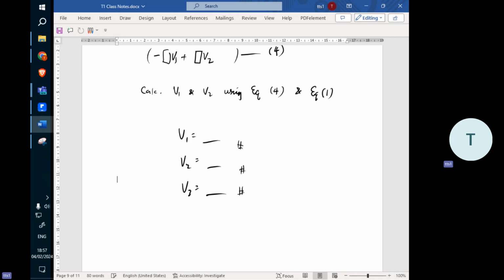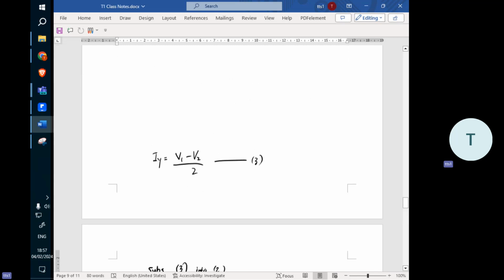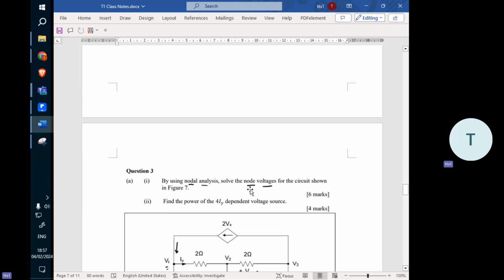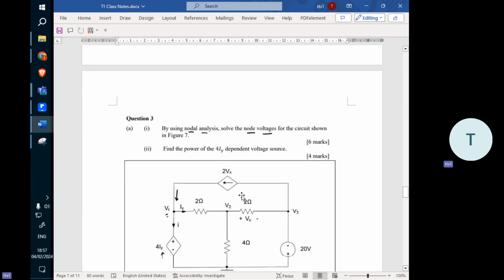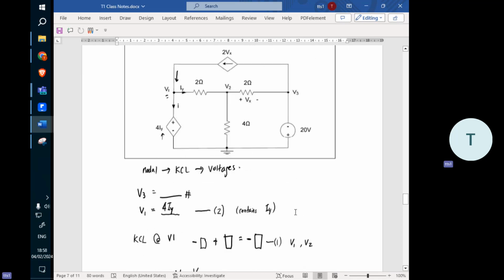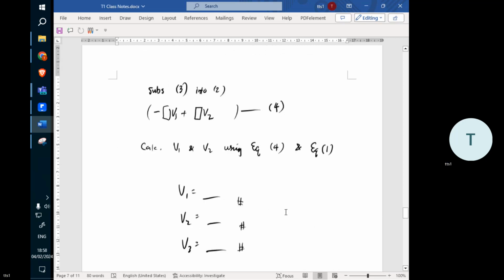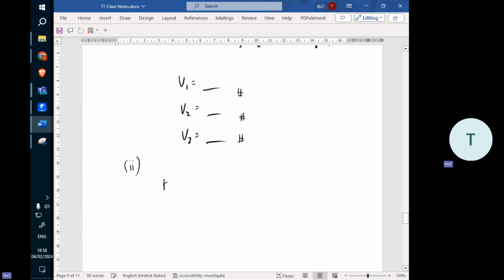Okay, for part 2, the power actually. Is it part 2? Part 2, right? For part 2, find the power of 4. This one is also not so straightforward. You need to use the KCL at node 1, not V1.